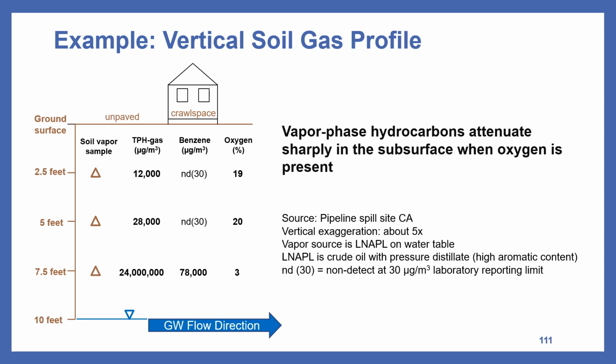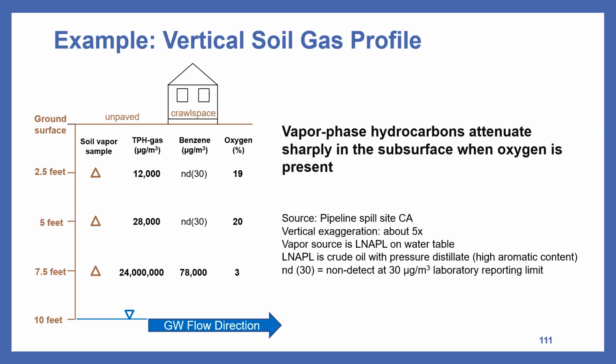Benzene goes from near 80,000 micrograms per cubic meter at 7.5 feet to non-detect with a slightly elevated reporting limit at 5 feet. And then you can see, not a big surprise, oxygen is high in the vadose zone, but in the reaction zone down here at 7.5 feet, it's just 3%. And so this is a fairly typical example, but again, you can conduct this type of sampling at your own sites to see if this degree of attenuation of hydrocarbon vapors is occurring.